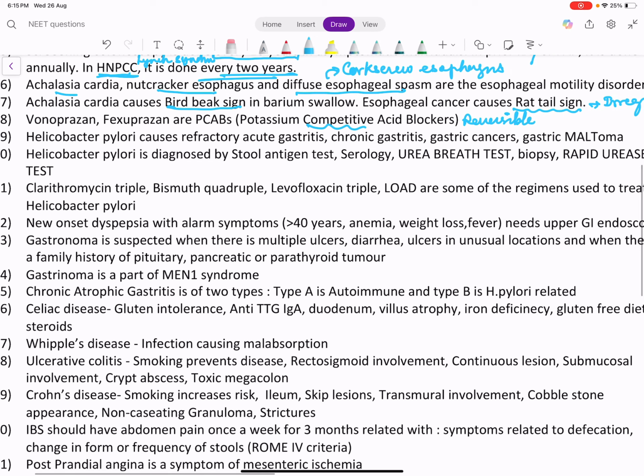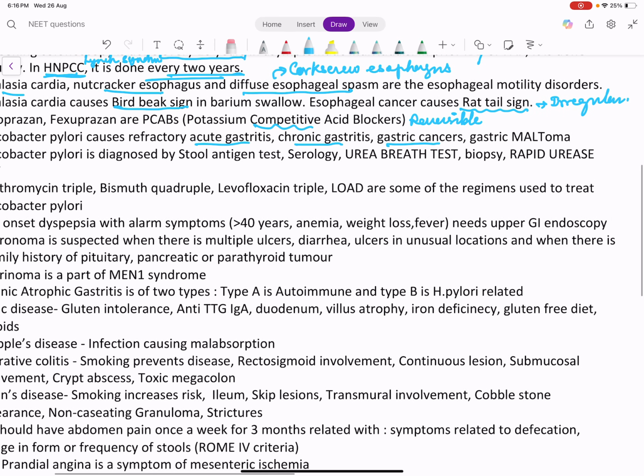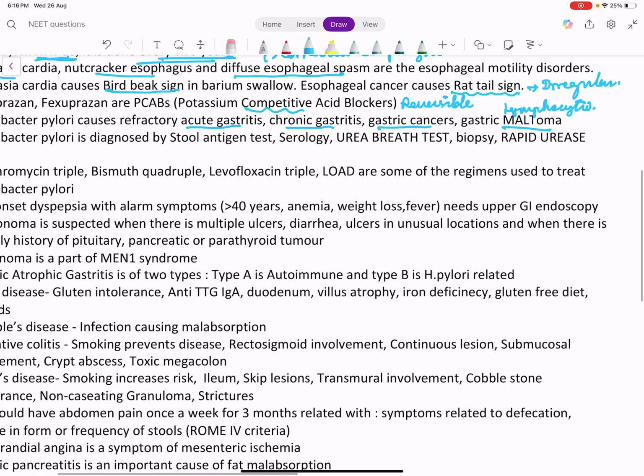Helicobacter pylori is a very important infection which causes gastritis. It causes refractory acute gastritis and chronic gastritis. Chronic gastritis can lead to gastric cancer. And since it is an infection, there is always a lymphocytic infiltration of the stomach when there is an H. pylori infection, so it can lead to gastric MALToma. It is said that gastric MALToma reverses on treating only H. pylori.